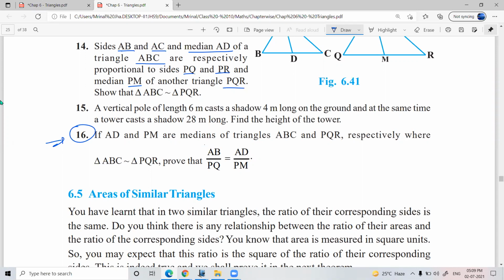So what's there in this question? AD and PM are the medians of triangles ABC and PQR respectively, where triangle ABC is similar to PQR. So this is already given to you. You have to prove that AB by PQ is equal to AD by PM.